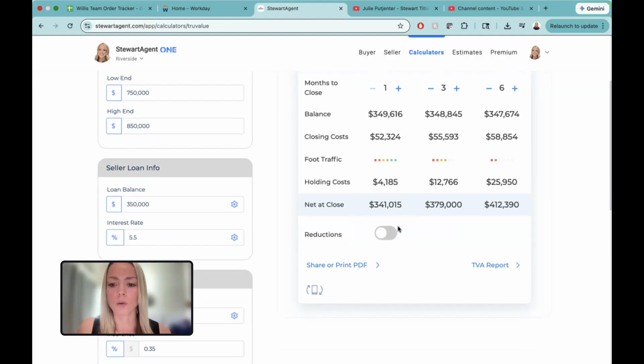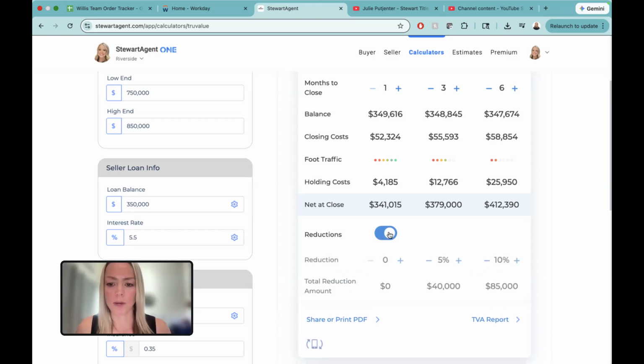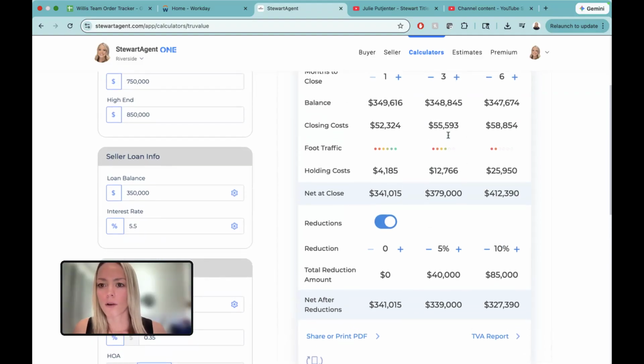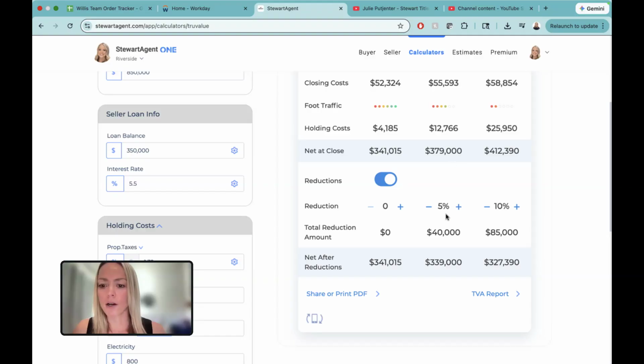And down here is where the really cool part is. You can click on this reductions button. And what you can see here at the bottom is that, when you strategically and aggressively price the home, you're not likely going to have to do a reduction. So you're going to walk away with that same price. However, if you are having to reduce the price of the home, when you're at fair market value or you listed a little bit higher, you're actually walking away with less than what you would have if you would have priced a little more aggressively from the get-go. So really cool feature.